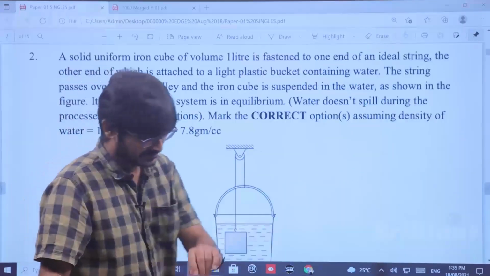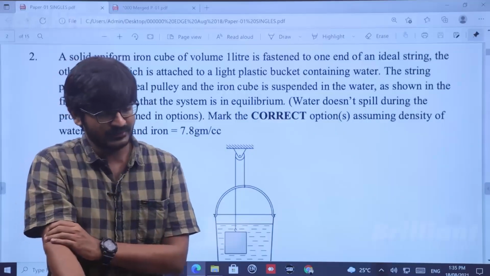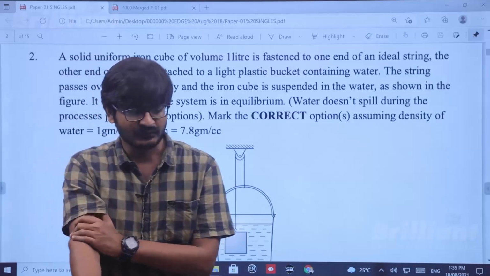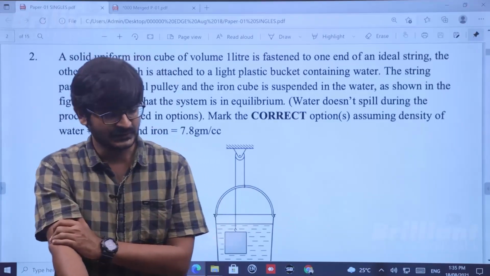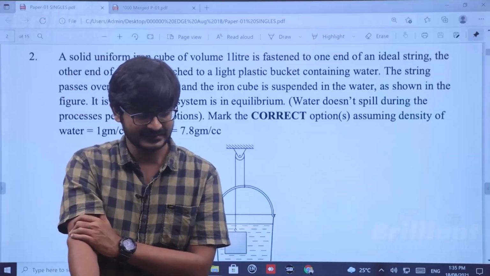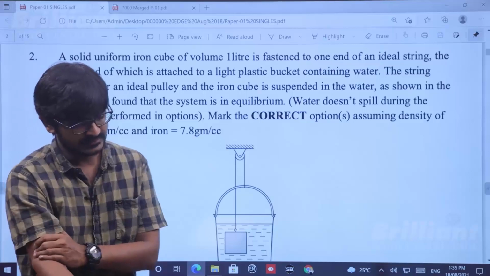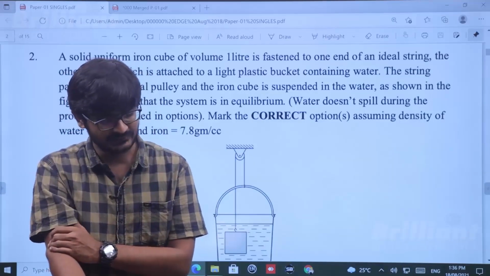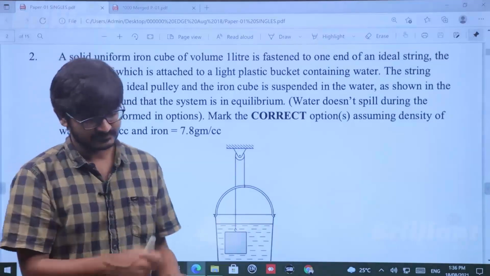Next question, you can pause and read the question. A solid uniform iron cube of volume 1 liter is fastened to one end of an ideal string, the other end of which is attached to a light plastic bucket containing water. The string passes over an ideal pulley and the iron cube is suspended in water as shown in the figure, fully submerged.